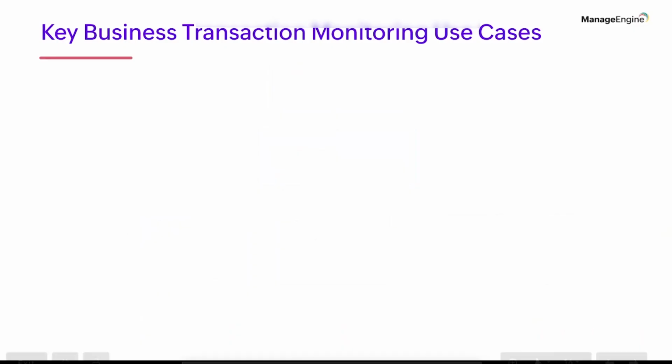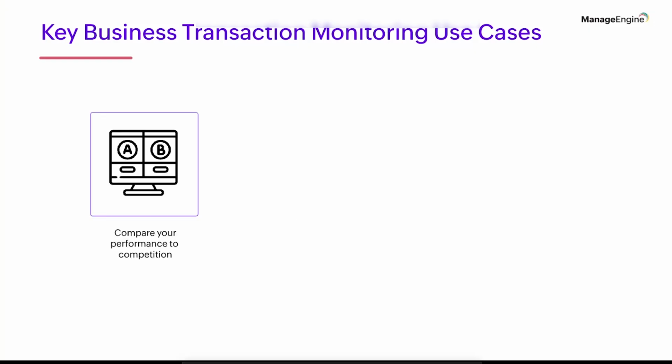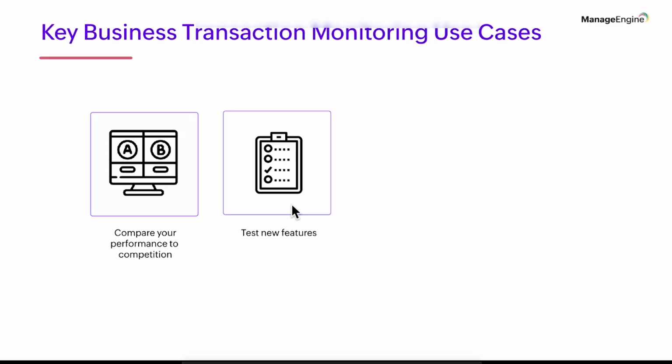Now, let us see some of the real-time use cases for synthetic transaction monitoring. First thing is you can compare your performance to your competitors. You can monitor your website alongside competitor websites and compare metrics such as page load time and response time. Now, this will help you to understand where you stand and identify opportunities to improve the user experience. Secondly, you can test new features. You can record and replay critical user journeys after deploying any new feature or updates. This ensures important workflows such as login or checkout continue to function correctly even before users encounter any issues.